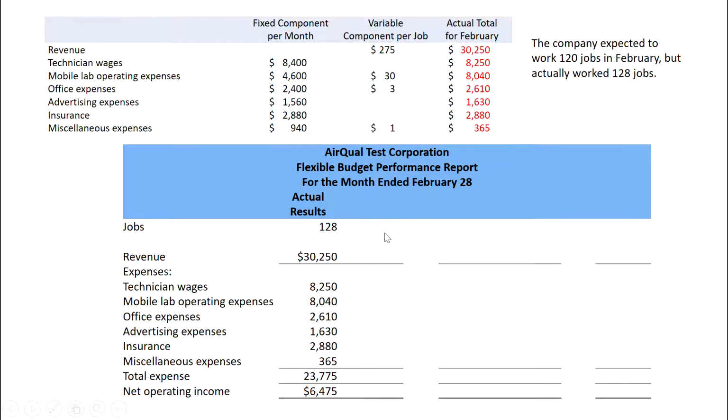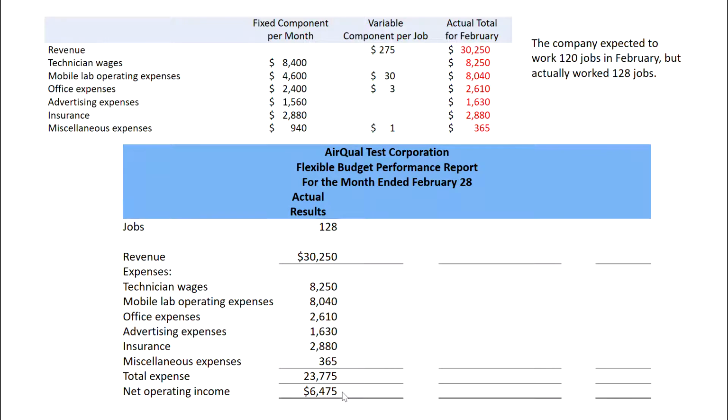So I'm going to start out our flexible budget performance report all the way here to the right with our actual information. And I just gathered that from the problem. It told us we actually worked 128 jobs, and it gave us all the actual revenues and expenses here listed in red. So I just listed those, for example, actual revenue of $30,250. All I did is sort it out a little bit: I went ahead and subtotaled all our expenses, again from technician wages of $82.50 to miscellaneous expenses of $365, giving us a total expense of $23,775. Subtract that from our total revenue of $30,250, and we get an actual net operating income of $6,475.